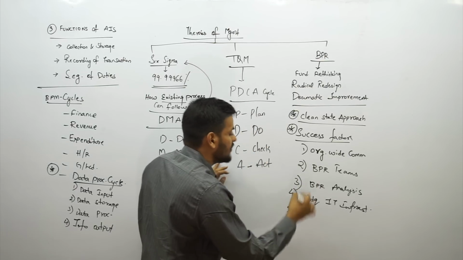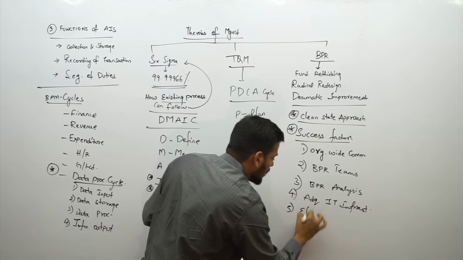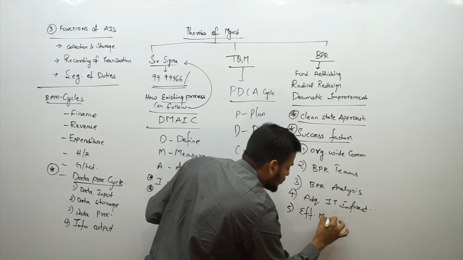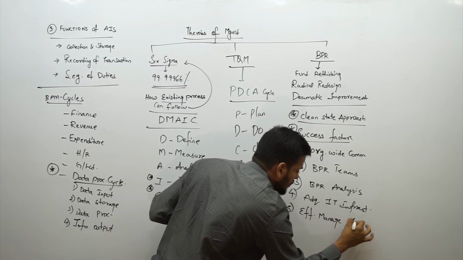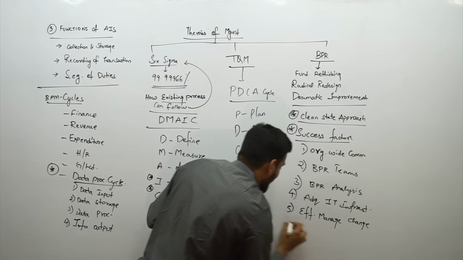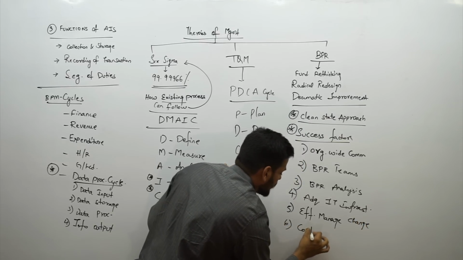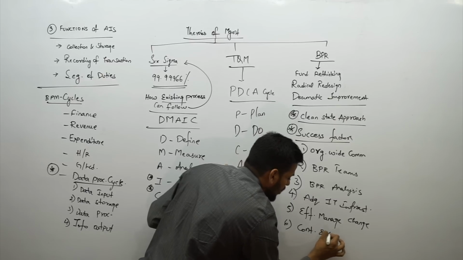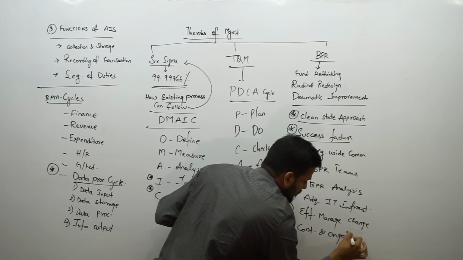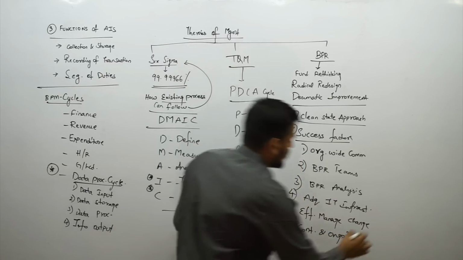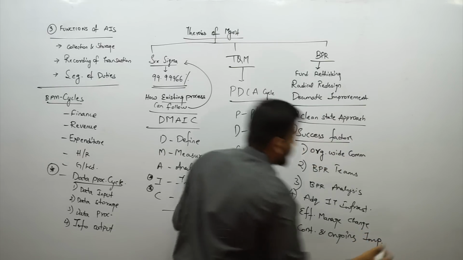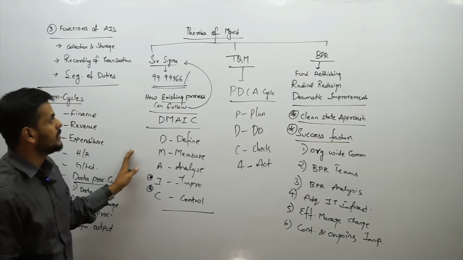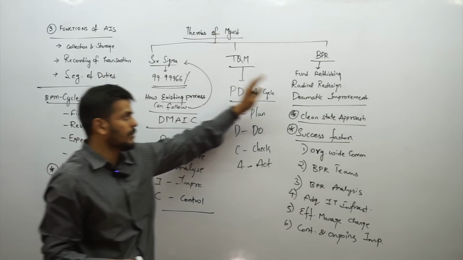Then topic number 5, this is a big change process, so you have to effectively manage change. And 6, this is not a one day process, it is continuous and ongoing. So BPR is an ongoing and continuous improvement process. So that's what we have in the three big theories of Six Sigma, TQM and BPR.